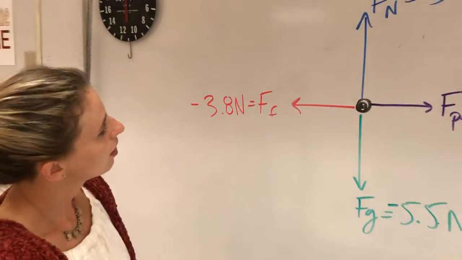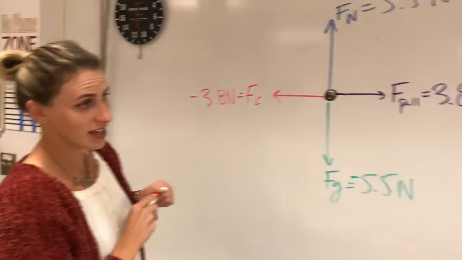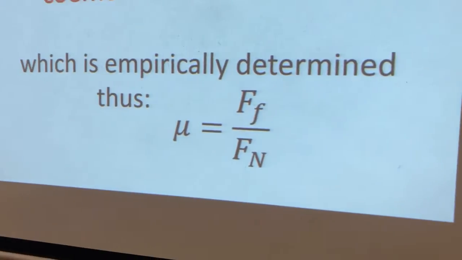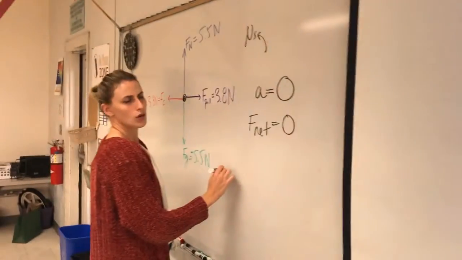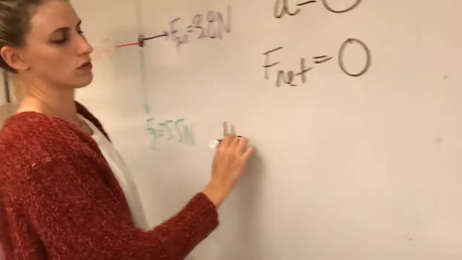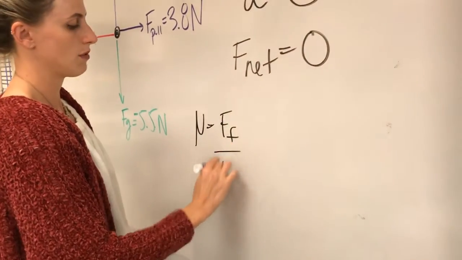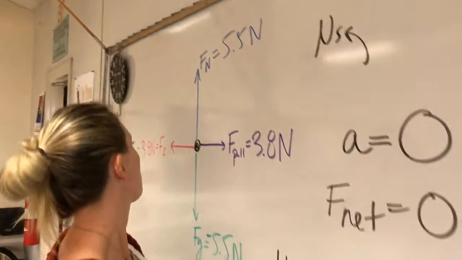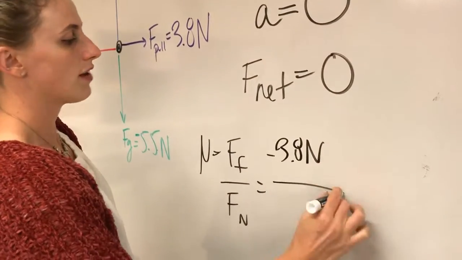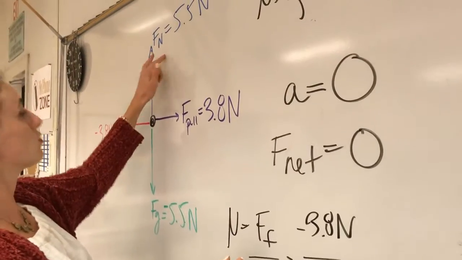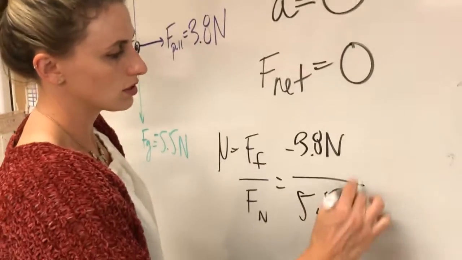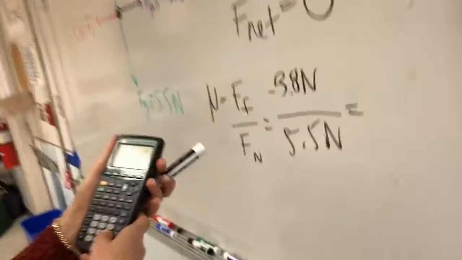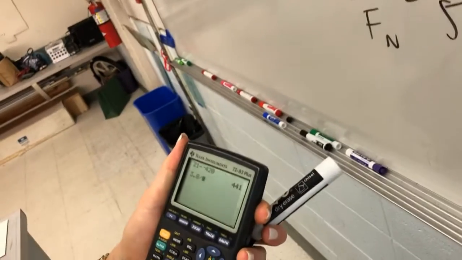3.8 newtons? So this means that we can calculate it, yes? Yep, we got the force of friction. We got the normal force. It's just the top divided by the bottom. Let's do it. So mu equals the force of friction divided by the normal force. So our force of friction is negative 3.8 newtons divided by the normal force, which is 5.5 newtons. And I get 3.8 divided by 5.5.